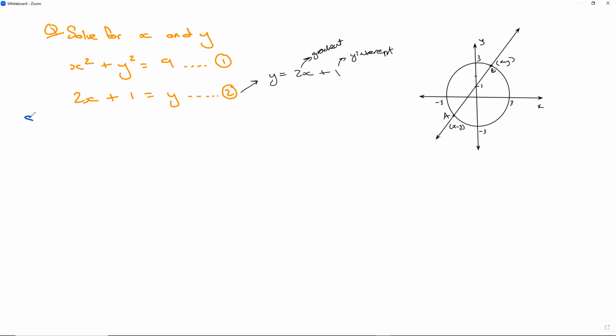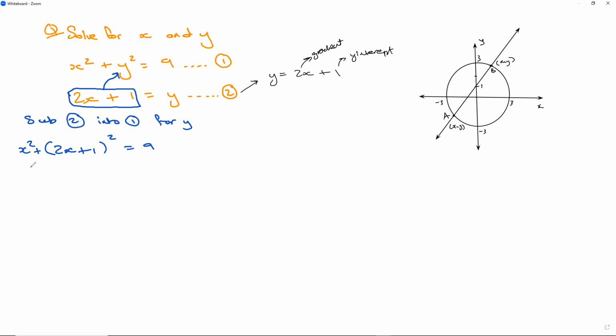The first thing I'm going to do is substitute equation number 2 into equation number 1 for y. Because I can see y is equal to 2x plus 1, so I can replace y in the first equation with that. Being 2x plus 1, it'll become 2x plus 1 squared. And I have x squared plus that equals 9. As you can see, y is now no more in the first equation. We only have x's. It gives us an opportunity to solve for x.